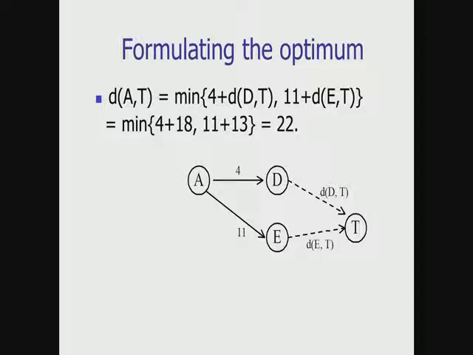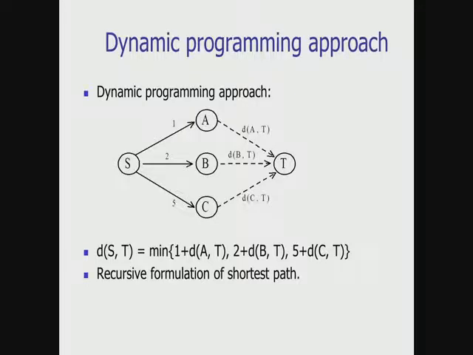Let us just look at the formulation of the distance from S to T, or in other words the shortest path from S to T. Clearly, as we just discussed, distance from S to T is the minimum over 1 plus the distance from A to T, the 1 coming because the edge weight from S to A is 1; 2 plus the distance from B to T, because the edge weight from S to B is of cost 2; and 5 plus the distance from C to T, the edge weight from S to C being 5. Indeed, if we know the shortest paths from A to T, B to T and C to T respectively, this minimum gives us the shortest path from S to T.